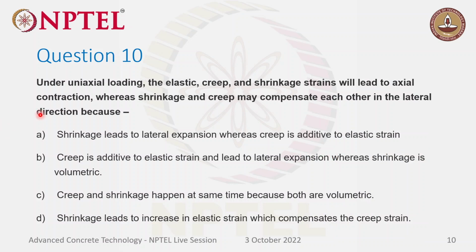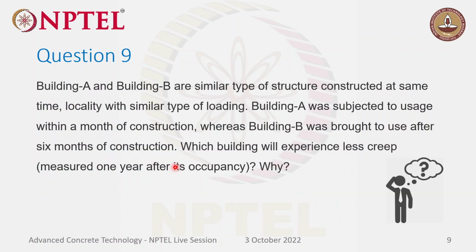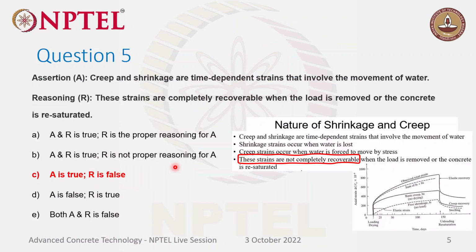So here they have given the statement already. Both will lead to axial contraction, whereas shrinkage and creep can compensate each other in the lateral direction. Because when it comes to creep, it's just an additive to elastic strain. Whatever happens, if you see the stress strain graph, it's just an addition to the elastic strain.